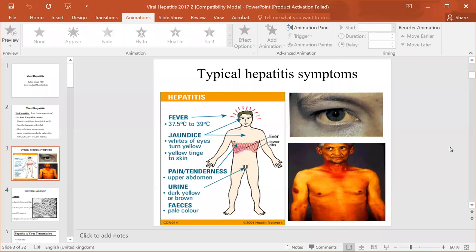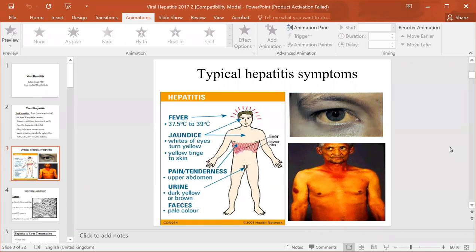There's also jaundice, and jaundice is the yellowing of the skin and the eye. If you look at the pictures on the right-hand side of my slide, you can see that the one on top, the gentleman or the lady's eye is yellow, like yellow maize, right? The gentleman on the lower side, the body looks yellow, right? So that is because of the infection with hepatitis viruses.